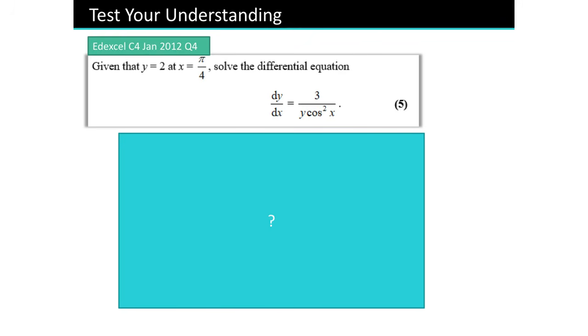Okay, guys, so test your understanding. Let's do this question together. I'll give you a few minutes and then we'll go through it. So off you go. This is a Core 4 exam question. Given that y equals 2 at x equals pi over 4, solve the differential equation.